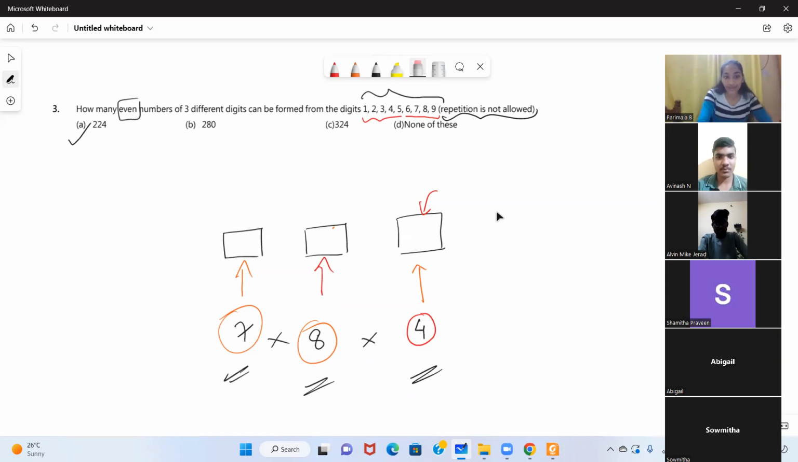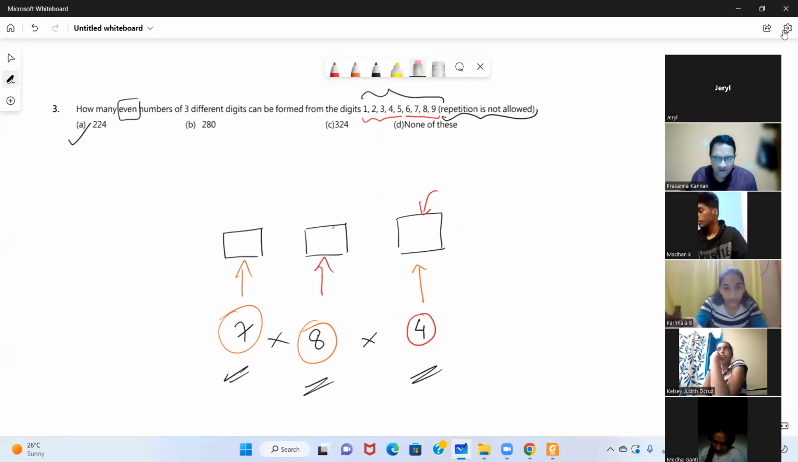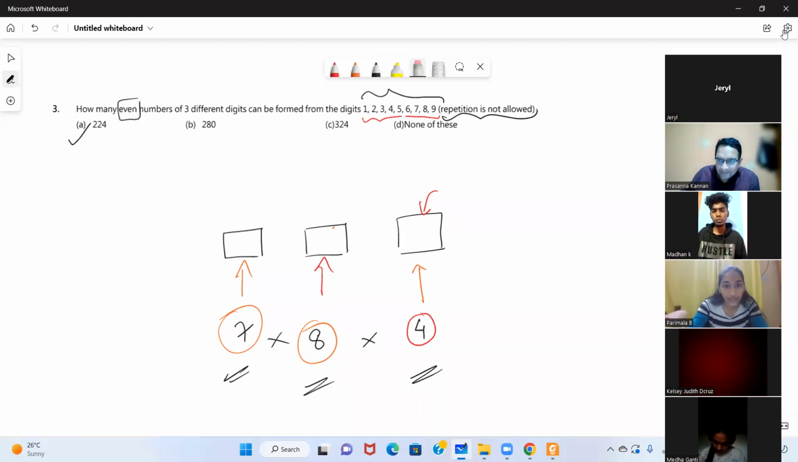Yes, Parimala. Tell me the units place thing first. If we take any number, we only check the units place number, whether it's even or odd. If it's even, we consider it as an even number. So we add only even numbers to the units place. Yes, correct, Parimala.